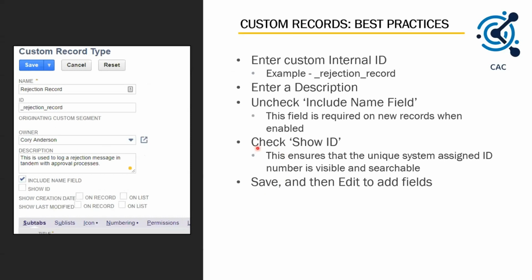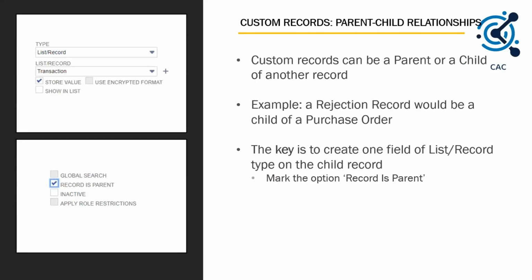So check show ID. This ensures that a unique system assigned ID number is visible and searchable. So this is like your internal ID of this custom record. Once you set these values, then you would save, and then you go back and edit the custom record to add those fields. I'm going to show you how to do that here in just a minute.